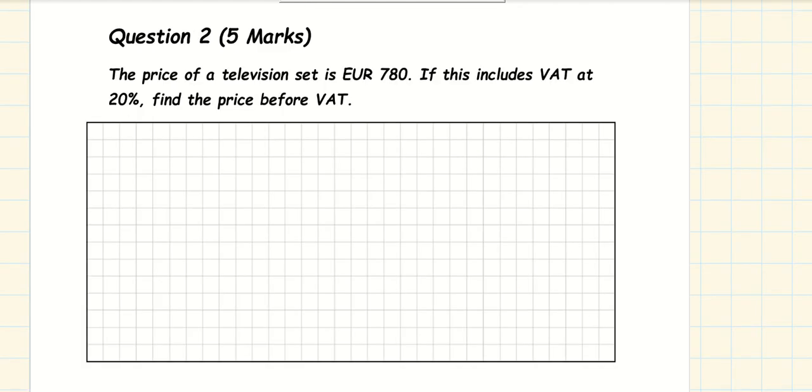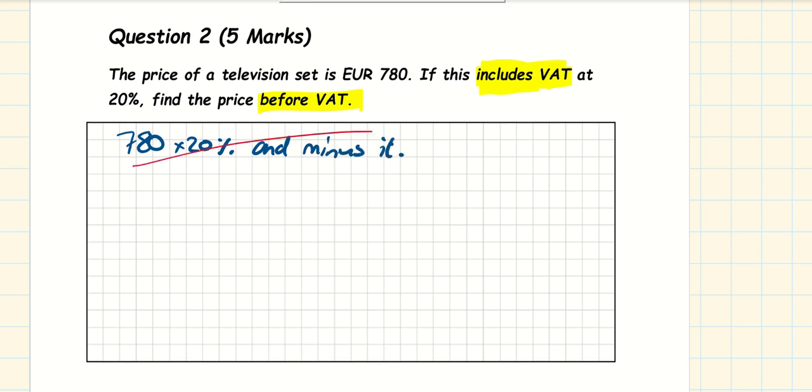Okay. Right, question 2, just a 5-mark question. The price of a television set is 780 euro, and if this includes VAT, so there's an important word, includes VAT, so it's value added tax at 20%, find the price before VAT. Now, what an awful lot of people do here is they do 780 times 20% and then minus it off. That is not what you want to do here. So it is including VAT.